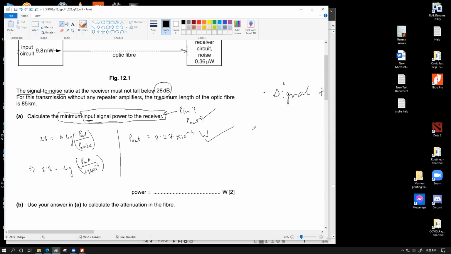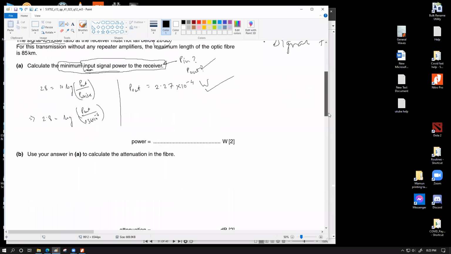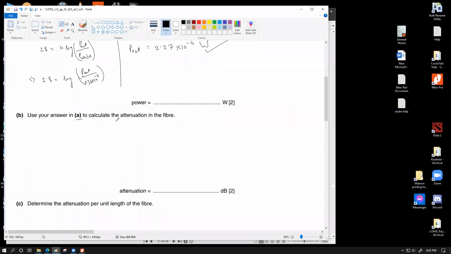So that's the value of the output signal that we get. We'll move on. Then the question says to use your answer in A to calculate the attenuation in the fiber. Now we can calculate the attenuation since we've got our P out. So you can simply write attenuation in short form: attenuation equals 10 log P in by P out.